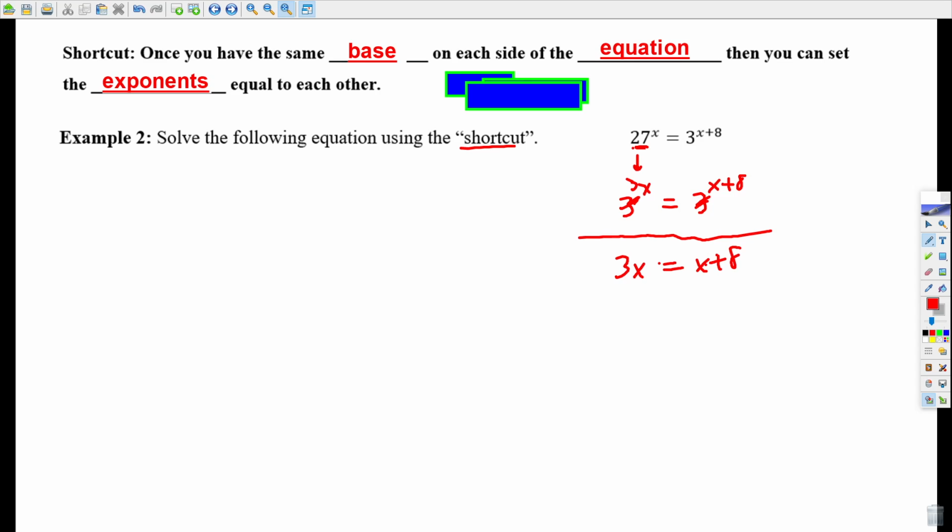Now we just have to finish this one. Got to move the x over like we did in the last problem. So I'll subtract x. And we get 2x equals 8. Just divide by 2. And we get our answer. Final answer is 4.